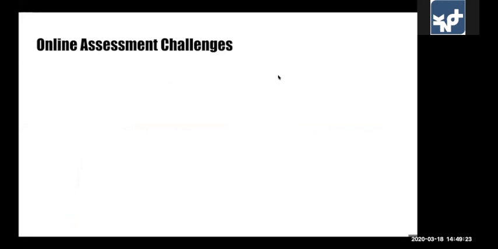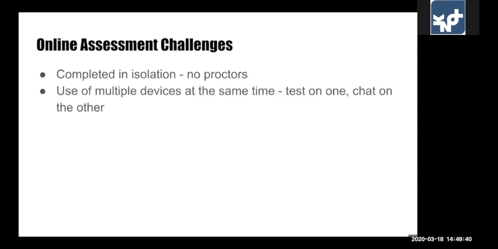So let's move on to some challenges that I think most of us have been considering as we've been thinking about our assessment. Because it's completed in isolation, there's no proctors. That's the problem. Students can use multiple devices. So if they were using a Google form, they could have WhatsApp open at the same time and be messaging everyone saying, what's the answer to question 2? So that's a challenge, which leads to, how do we know that the work they're doing is original?